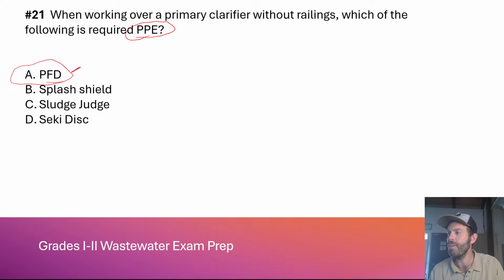A splash shield would not protect you from falling in. A sludge judge would not also. And a Secchi disc is used to judge turbidity. I have never seen a Secchi disc used in wastewater treatment, and I actually didn't see it. A buddy did. He's a contract operator, and he went to a local city to fill in some shifts, and they were using a Secchi disc in their secondary clarifier. Totally trippy. I haven't seen something like that since my oceanography class.